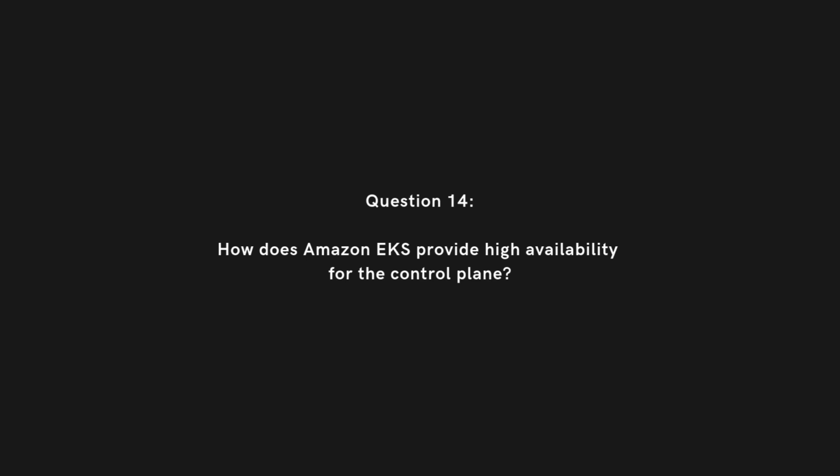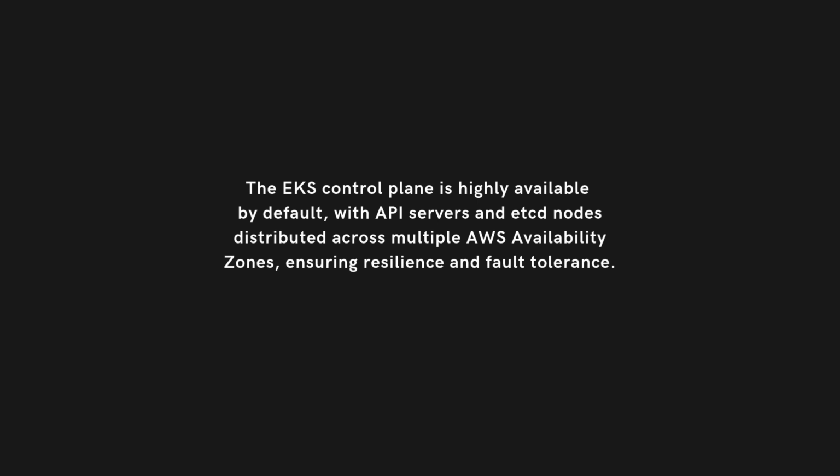14. How does Amazon EKS provide high availability for the control plane? The EKS control plane is highly available by default, with API servers and etcd nodes distributed across multiple AWS availability zones, ensuring resilience and fault tolerance.